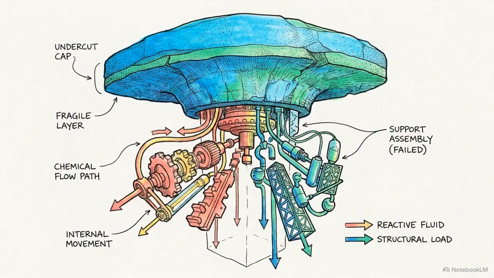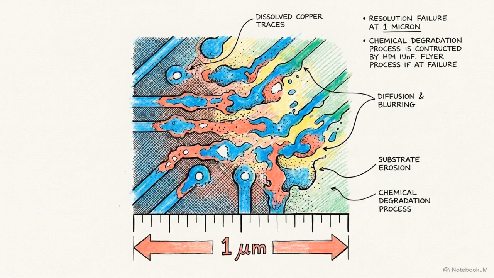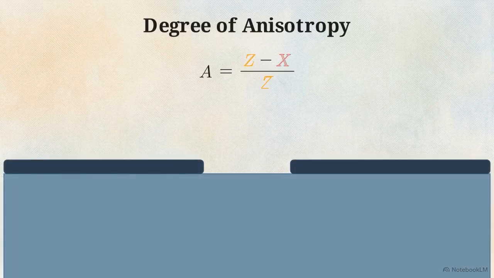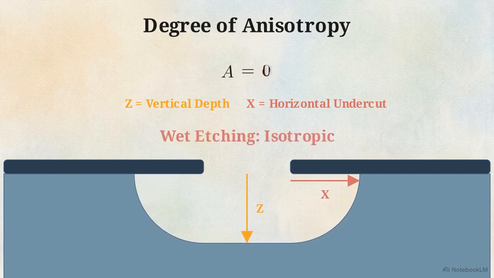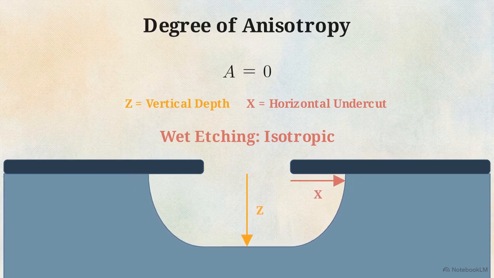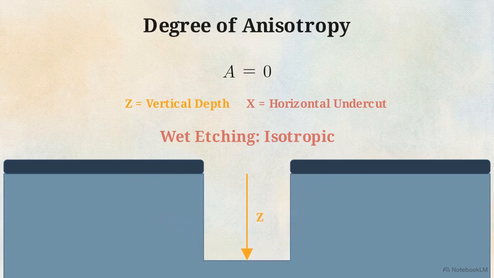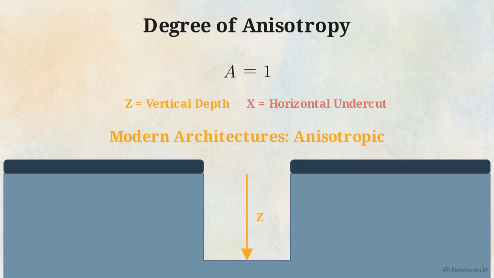Because it causes catastrophic structural undercutting beneath the masking layers, wet etching is mathematically useless for transferring patterns below 1 micrometer. This geometric diagram plots the degree of anisotropy. The formula calculates the difference between vertical depth, z, and horizontal undercut, x. Wet etching results in an A value of 0. Modern architectures require an A value of 1, a perfectly vertical anisotropic profile.